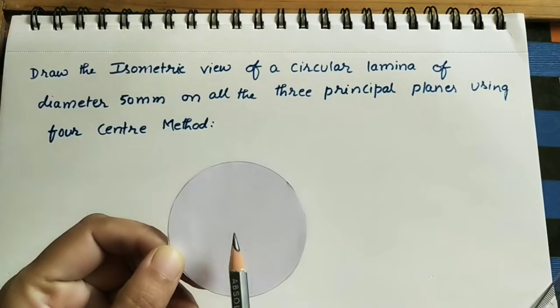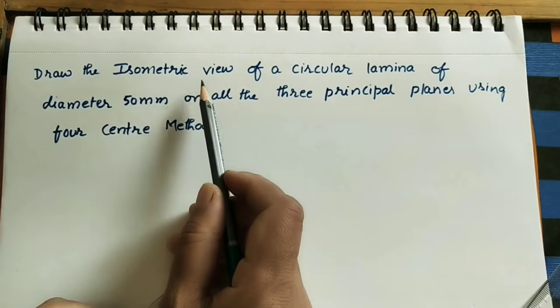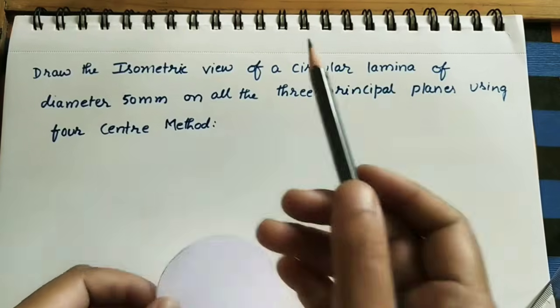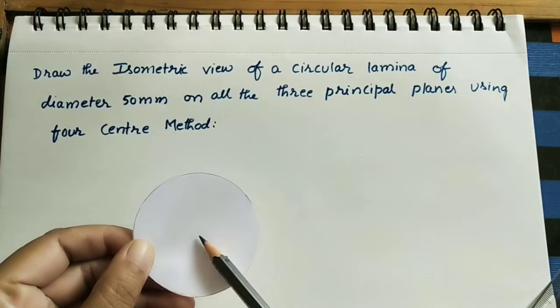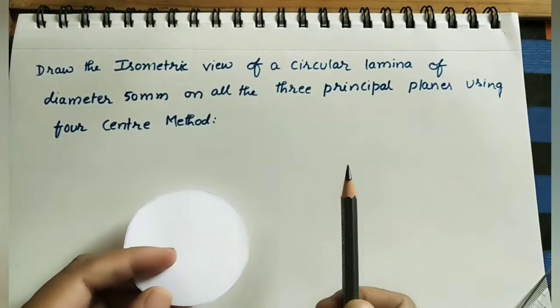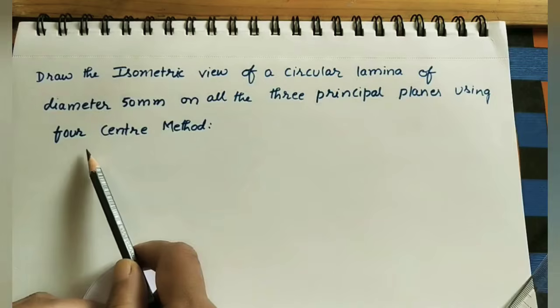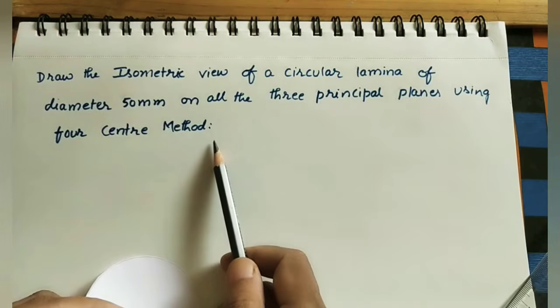Okay, so for this orthographic view or two-dimensional diagram, we have to do the isometric view. Isometric view means it is a three-dimensional diagram. We have to convert this orthographic view, that is the two-dimensional diagram, into a three-dimensional diagram. For converting the 2D diagram into a 3D diagram, that is the isometric diagram, we have two methods. One is called the force center method. The other method is the coordinate method.